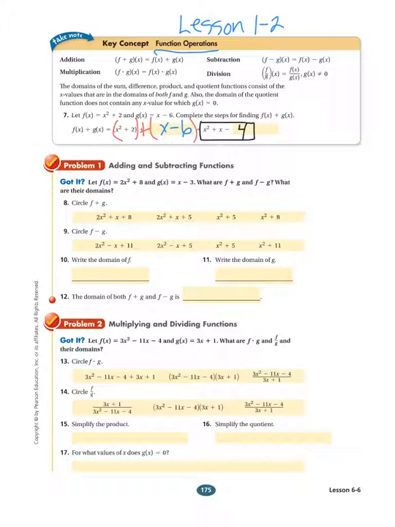Then let's look at problem 1. In problem 1, our f function is 2x squared plus 8, and our g function is x minus 3. They want us to add the two functions and then subtract the two functions. So we're going to start with adding. I've got two big parentheses with a plus, and I'm going to put the f function first because it came first, so 2x squared plus 8, and then my g function is just x minus 3.